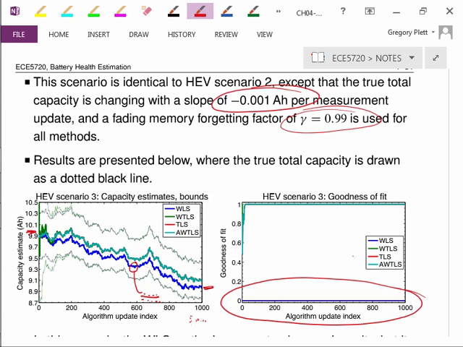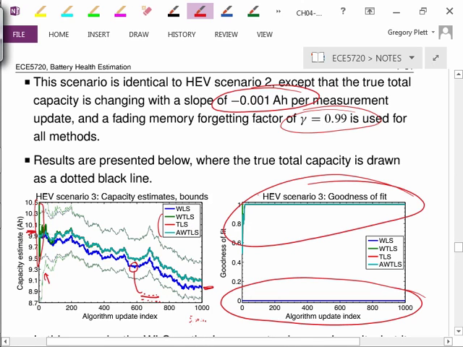Looking at the other methods, again, I cannot initialize the weighted total least squares method, so its error bounds are a little bit higher at the beginning, and it's seeking a little bit more at the beginning than the others are. But there's not much difference between these to choose between them. In this particular case, it all works quite well. So any of the total least squares or adaptive weighted total least squares would work equally well in this HEV scenario, and we see this kind of a goodness of fit in the result.